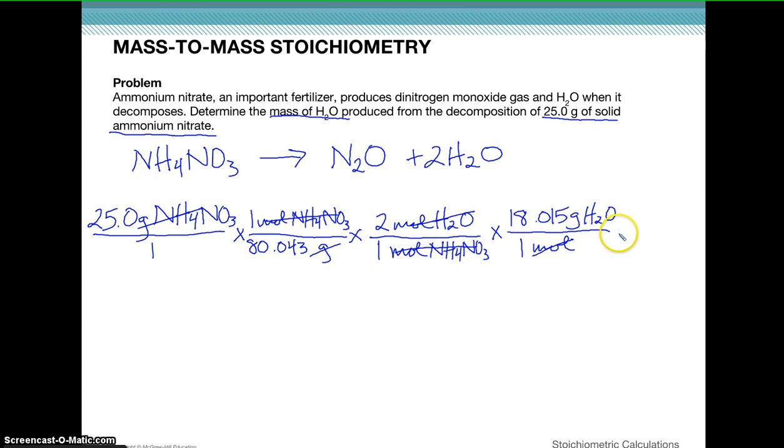That's what we want our answer in. We come back here, we see we have 3 sig figs. So when we do the calculation, we get 11.3 grams of H2O. There we go. Okay, that's how you do stoichiometry.